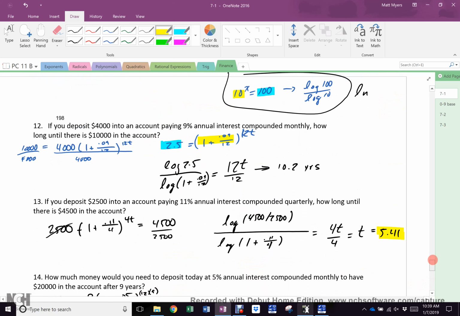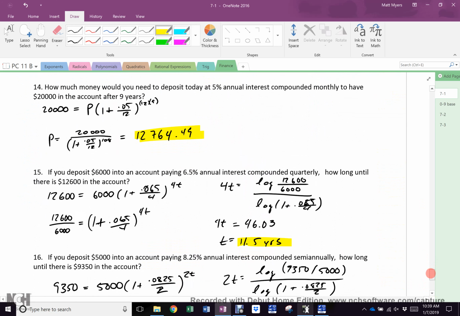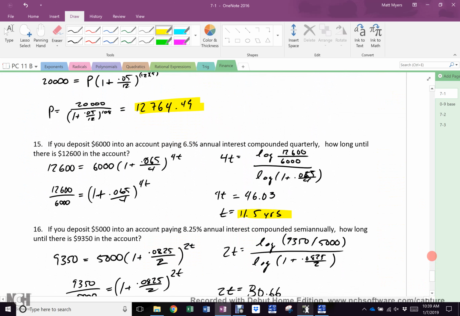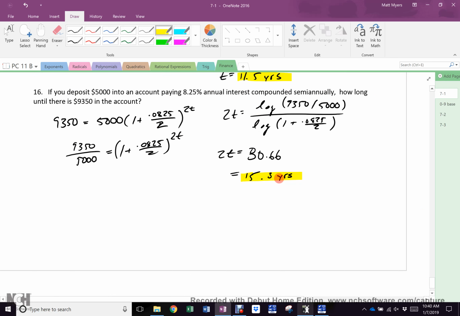There are those answers. 5.41, 12,764.49, 11.5, and 15.3. You can check those, or you can watch the video later. Just make sure you're using logs correctly. Again, logs and lawns, which you haven't been taught yet, have lots of other uses, but this is their use for finance, because it will find you the unknown exponents. Okay?